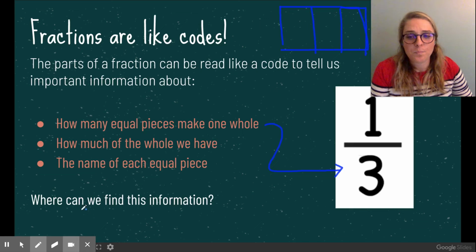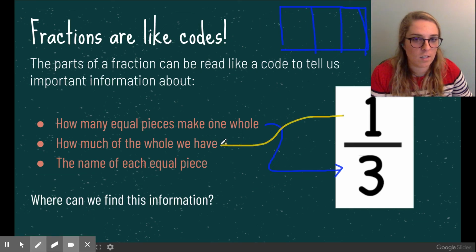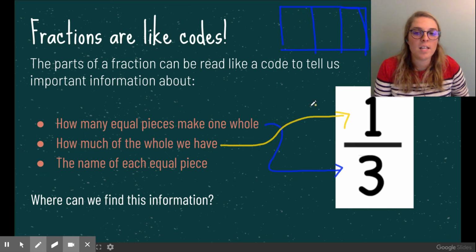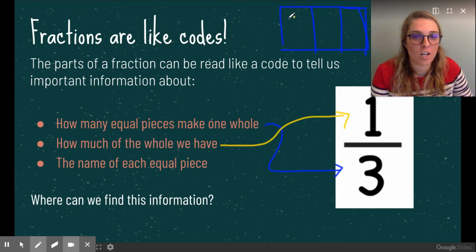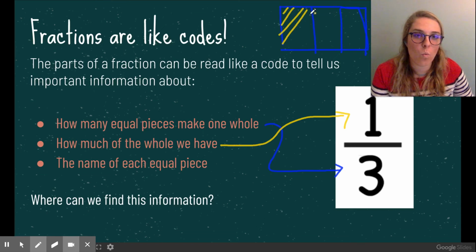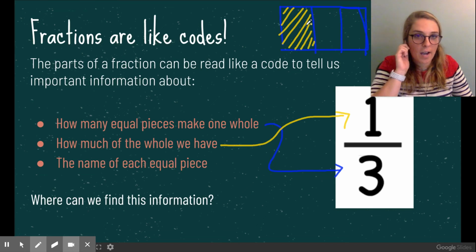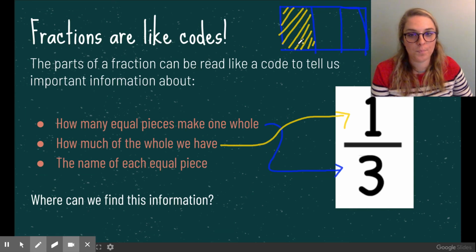So we know our top digit right here tells us how many pieces we have, or how much of the whole we have. In this case, this fraction is telling me that out of my 3 pieces in my whole rectangle, I have 1 piece. So I can say 1 piece out of 3 equal pieces is shaded.